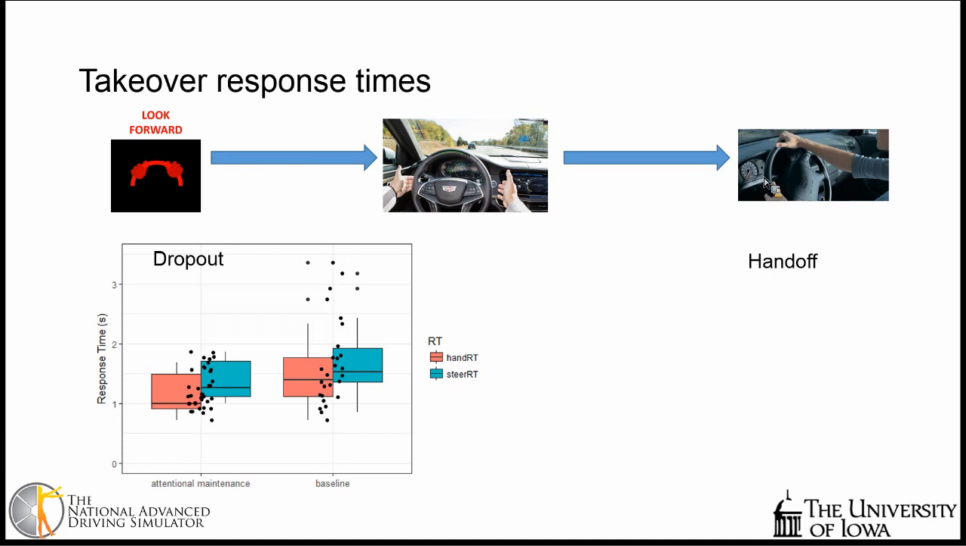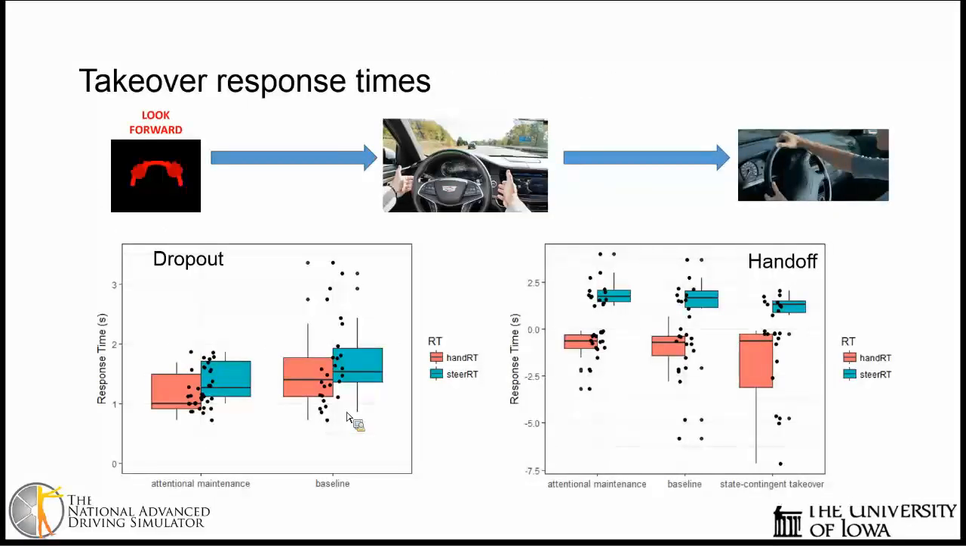If we look first at the dropout events, again, these are times where the automation just suddenly fails. What we can see here is that we're getting faster reaction times, both in terms of hand reaction time and steering response time, for the attentional maintenance group relative to our baseline group. So that suggests that drivers, in addition to having higher situational awareness, are also responding faster.